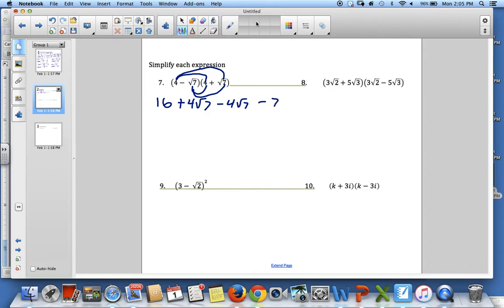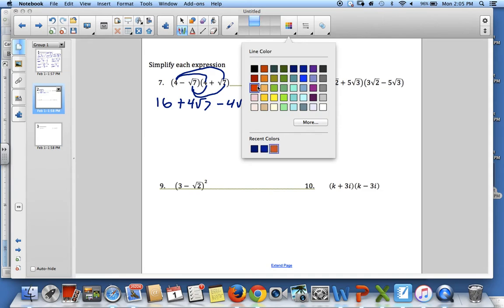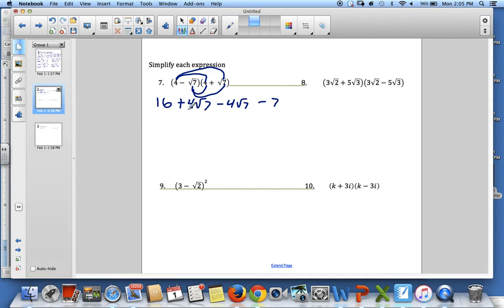So now when I look at that, plus 4 square root of 7 and minus 4 square root of 7 cancel out, and I get 16 minus 7, which is 9, and that's the answer I'm looking for there. This one here is similar. We say 3 square root of 2 times 3 square root of 2. 3 times 3 is 9, square root of 2 times square root of 2 is 2, so that's going to be 9 times 2, which is 18.